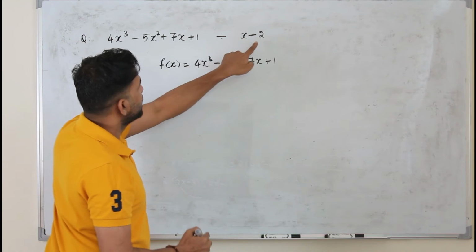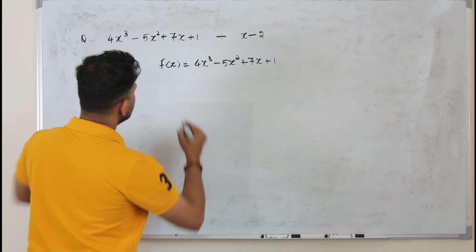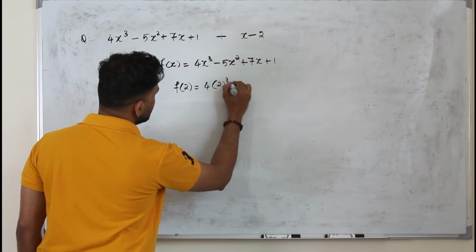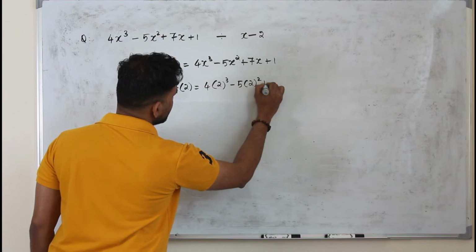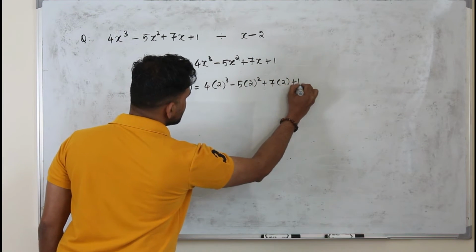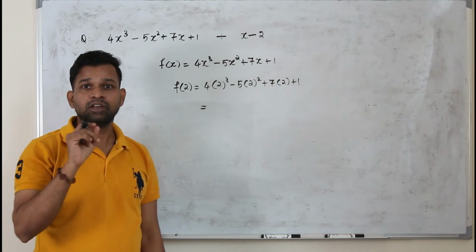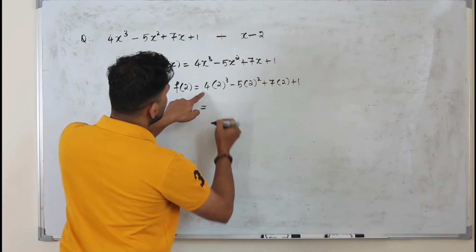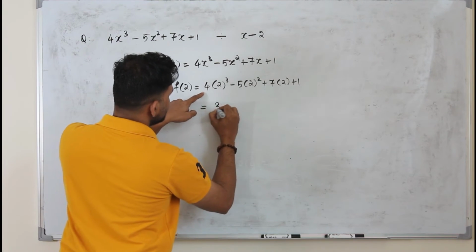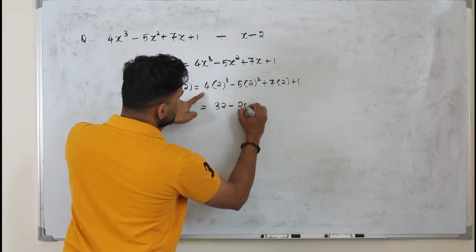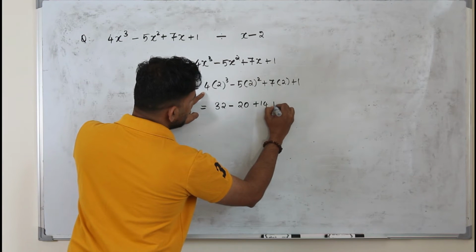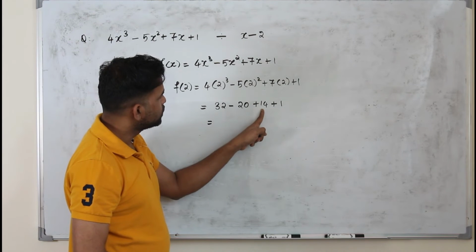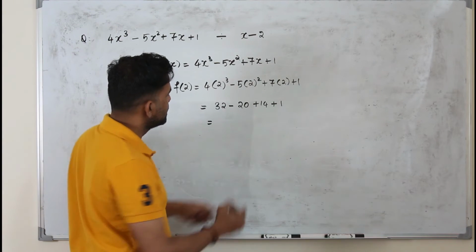So replace x by positive 2. If it is minus 2, apply positive 2 here. f of 2 will be 4 times 2 cubed minus 5 times 2 squared plus 7 times 2 plus 1. So simplify, and the answer will be your remainder. Don't expect it to be 0. It can be any real number. So 4 times 8, 2 cubed is 8, 8 4s are 32, minus 4 5s are 20, plus 14, plus 1. So 32 minus 20 is 12, 12 plus 14 is 26, 27.